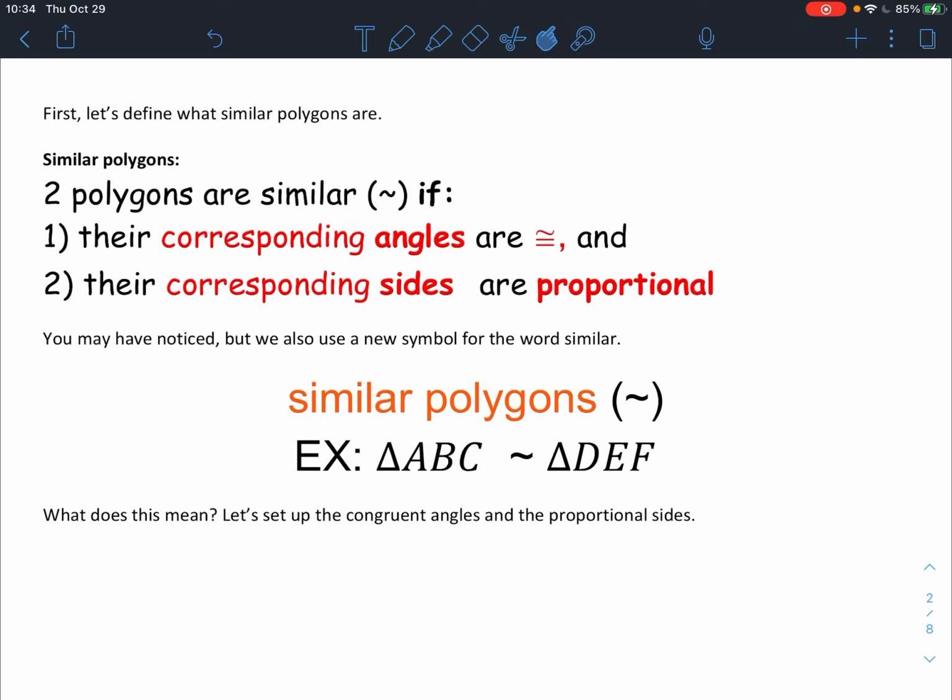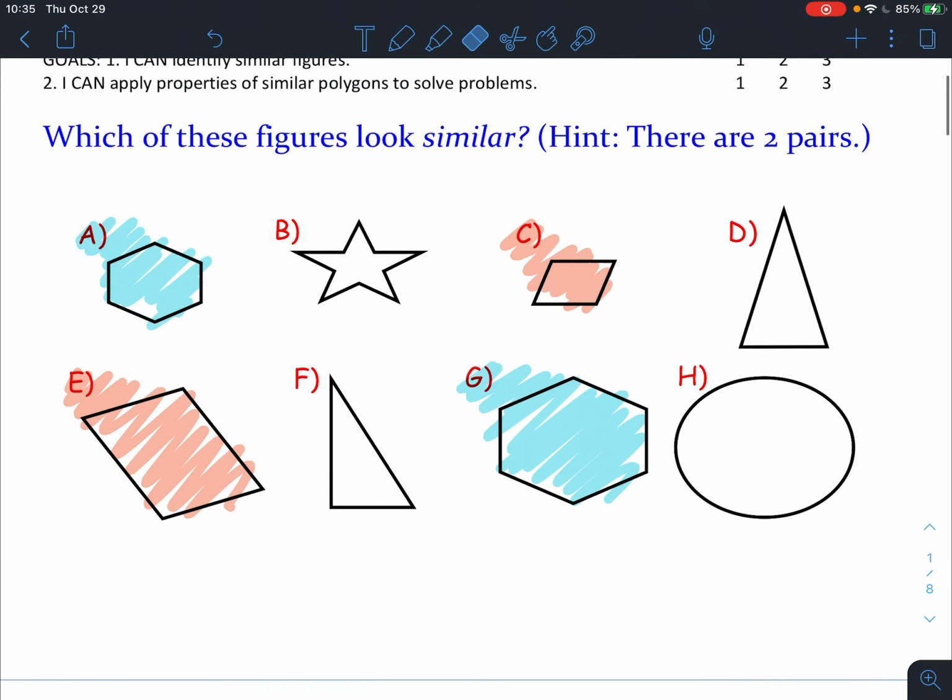So here's a definition of what similar polygons are. 2 polygons are similar, and that's a new symbol for similar right here. It's just like a little tilde. So remember the congruent symbol? It's basically the top of the congruent symbol, okay? 2 polygons are similar if their corresponding angles are congruent and their corresponding sides are proportional. So that's why D and F are not similar. Their angles are not congruent.